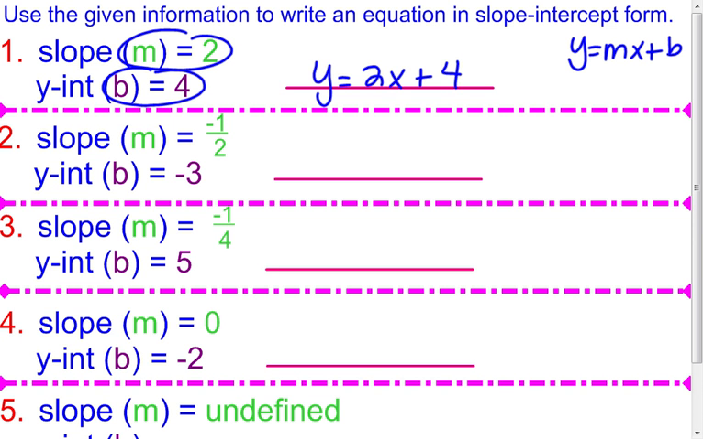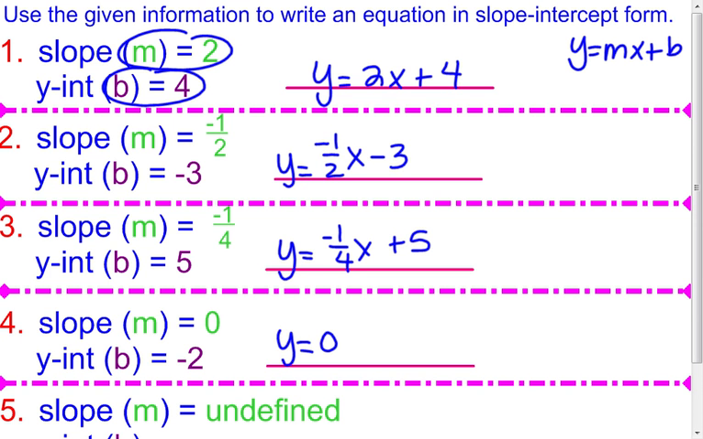Okay? On the next one, I will plug in -1/2 for m and -3 for b, so it will look like this. In the next one, I will plug in -1/4 for m, I'm sorry, and 5 for b. On the next one, you would plug 0 in for m, so it would look like that, and then minus your y-intercept, but it is not mathematically polite to write 0x, so I would actually want you to write this equation as y = -2.